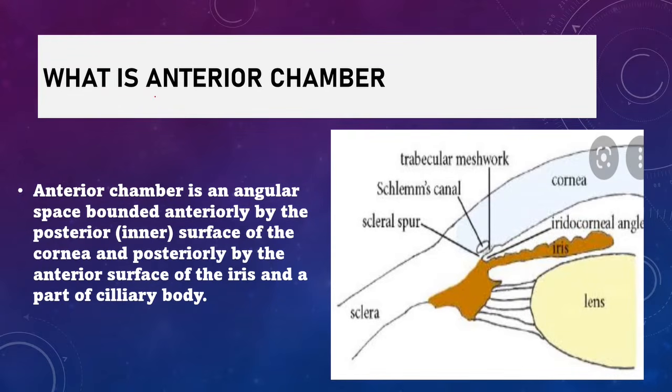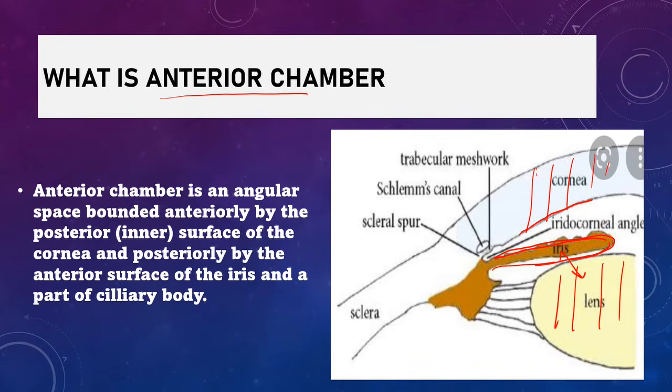What is meant by the anterior chamber? The anterior chamber is a potential space which is located between the cornea and the iris lens diaphragm. So as you can see, this is the cornea and this is the lens. Along with the lens, we have the iris anterior to the lens, which together with the lens is called the iris lens diaphragm.